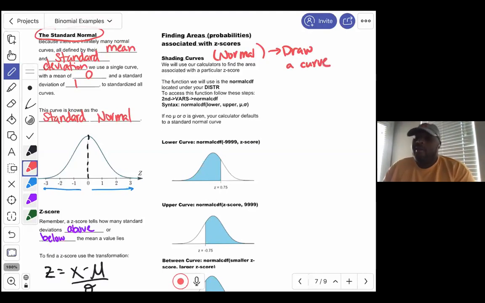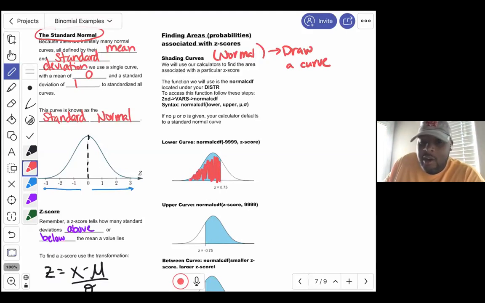And when you draw a curve, you always label the middle, label your center with the mean, and then you go from there. And there's 3 types of curves we're going to draw, and they're based off their shading. And so the first is what we call a lower curve. In a lower curve, you're going to shade it to the left of whatever the value is. So you're looking at the lower tail. It's also called a left tail curve.